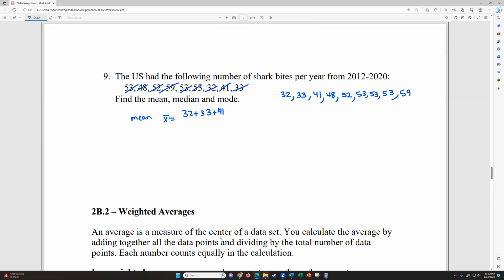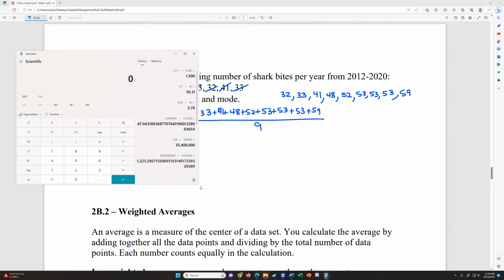Oh, and I didn't even tell you what these were. Let me read the problem after I write this out, because this one's a fascinating one. These were the number of shark bites in 2012 to 2020 in the US per year. So I guess there's a lot of sharks nibbling on people. So that is dividing by 9, because there were 9 different years that we collected the data for.